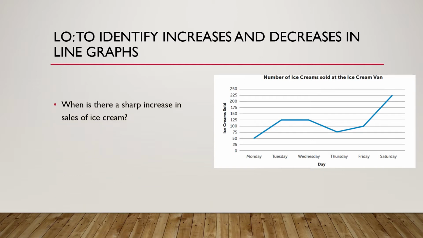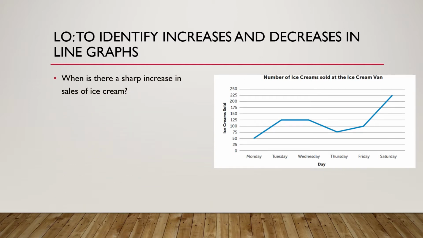We're going to think about these questions. First of all, when is there a sharp increase in sales of ice cream? Well, that's between Friday and Saturday. You can see the slope here is a lot higher. It goes from 100 to 225. That's an increase of 125.